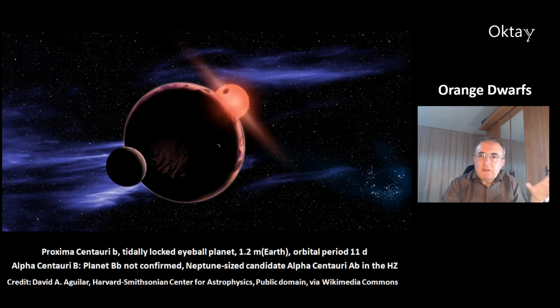This is a nice picture of how the planet Proxima Centauri b could look. It's probably a tidally locked eyeball planet with a mass of 1.2 Earth masses. The orbital period of this planet is 11 days. There was a candidate around Alpha Centauri B, the K star. That was the planet Bb, but it was not confirmed. The other, bigger star A also has a Neptune-sized candidate, Alpha Centauri Ab. And what's interesting about this big planet is that it's right in the habitable zone.